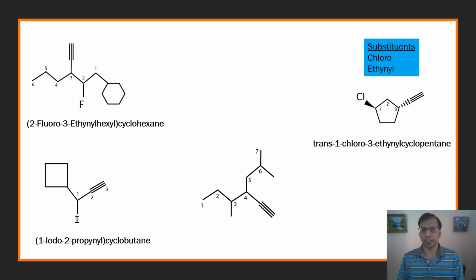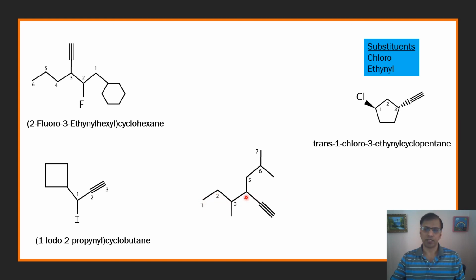And then you have this final example right here. The numbering is starting from here, this carbon atom 1, 2, 3, 4, 5, 6, and 7. So it could be this 7 or right here 7, it won't matter. You have 2 methyl groups, 1 methyl group on carbon atom 3 and another methyl group on carbon atom 6. There is a triple bond as a substituent on carbon atom 4.